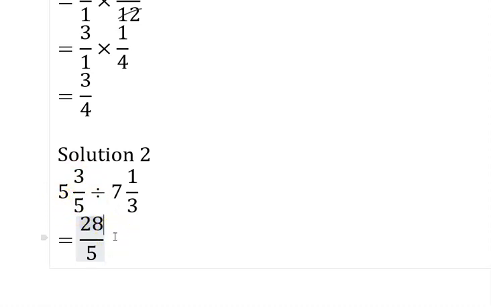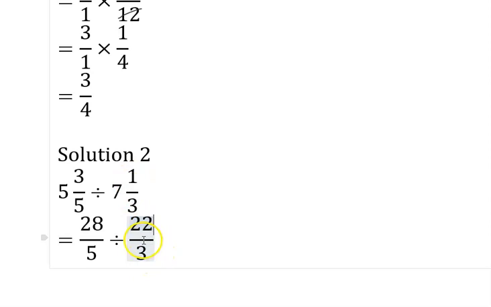Divided by, we are yet to change this, so let's put our division sign. Let's change this to an improper fraction as well. 3 times 7 is 21 plus 1, 22. So we have 22 over 3 here. Awesome. So we've been able to change this to 28 over 5, and this to 22 over 3.